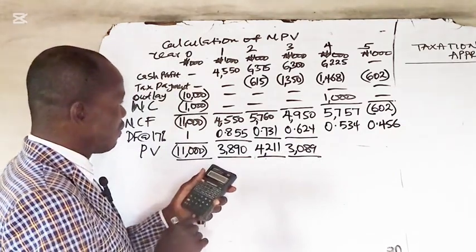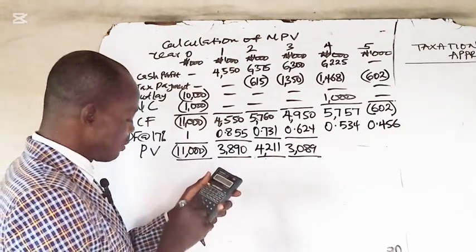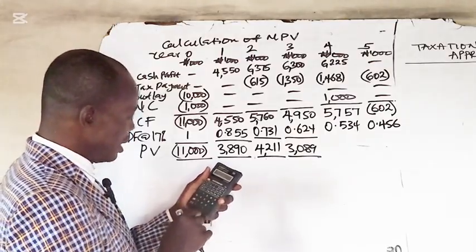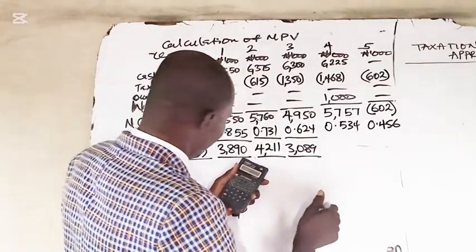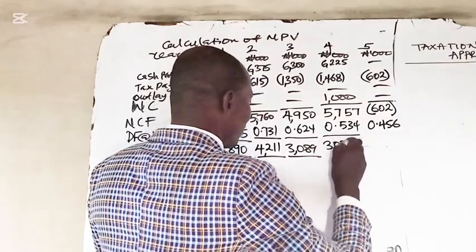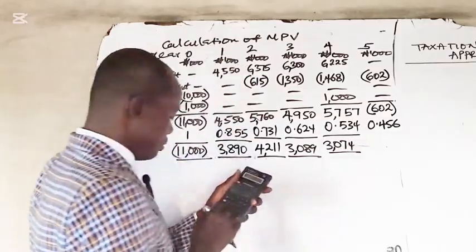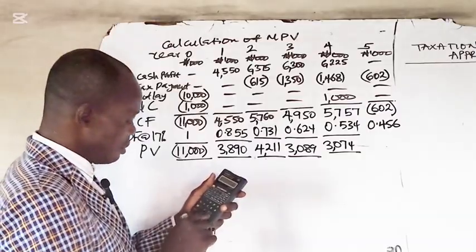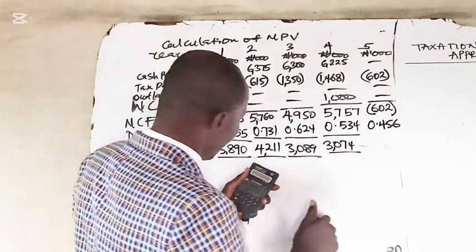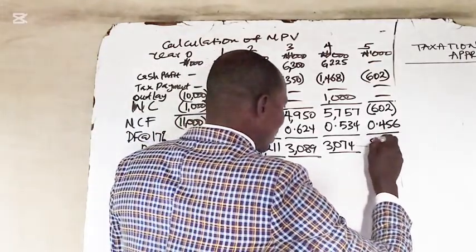Then for year 4, 5,757 times 0.534 gives us 3,074. Then 602 times 0.456 gives us minus 275.